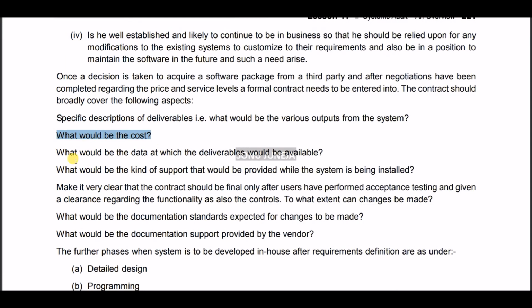First, the cost. What would be the date at which the deliverables would be available? What would be the kind of support that would be provided while the system is being installed?